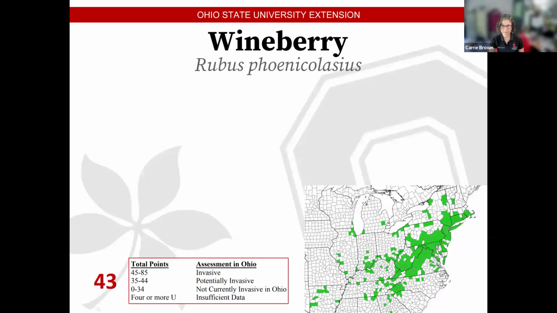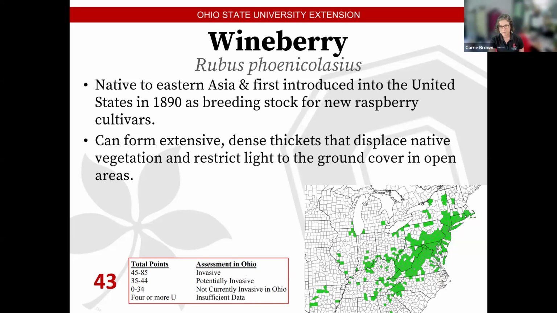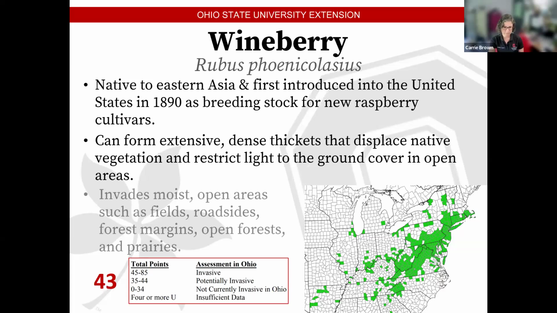Wineberry. So this is a Rubus. This is a non-native raspberry species. It was introduced as breeding stock for new raspberry cultivars in the 1890s. This species can form extensive, dense thickets that will displace native vegetation, and they will shade out things on the forest floor that rely on the filtered light from the canopy. They're quite adaptable. They can live in quite a few different locations.